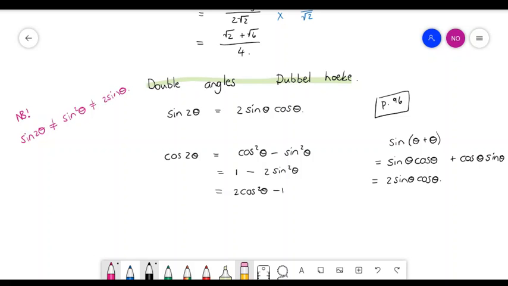Moenie dink, o, okay, lekker, sê nou maar ek het so iets. O, ek ken hom. No. That is sine squared theta. Nee, dit is waar. It's not the same thing. That is not true. This is true. Okay, got it. Almal by. Goed, kom ons doen nog 'n paar voorbeelde van hulle.